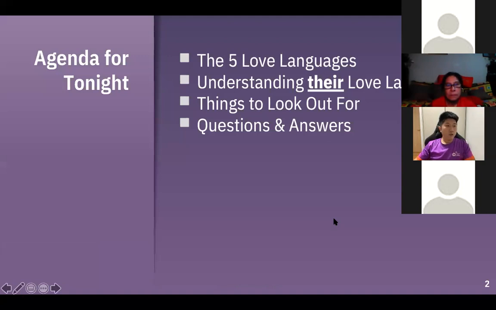Okay, so what are we going to be talking about today? First, we will address what these 5 love languages are. We're going to go through one by one what each of them is, how to display them, and what it looks like. After that, we will try to figure out what it means to understand their love language, their love language, not my love language. Then the last part, we want to look out for potential pitfalls. And then, of course, we will end with our very popular question and answer session.